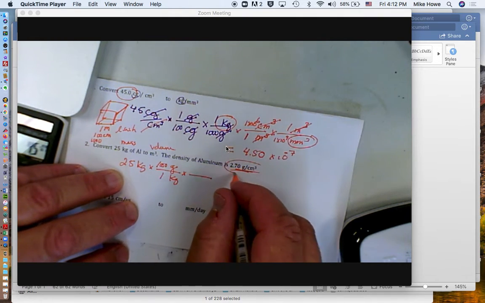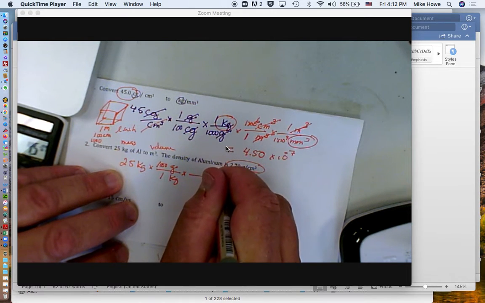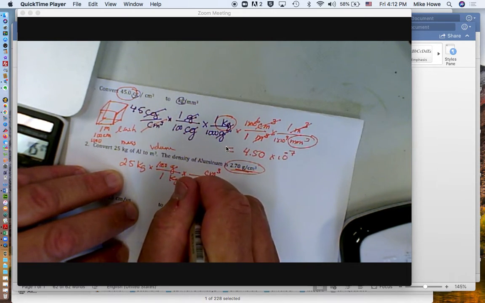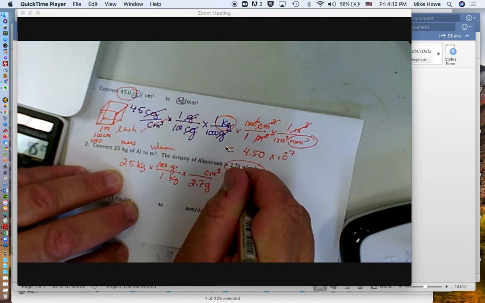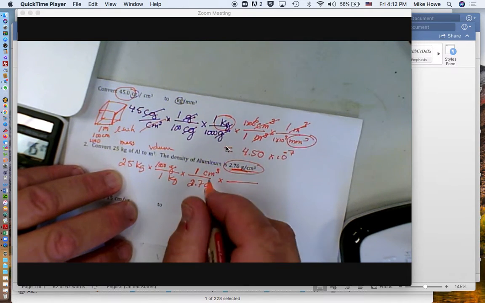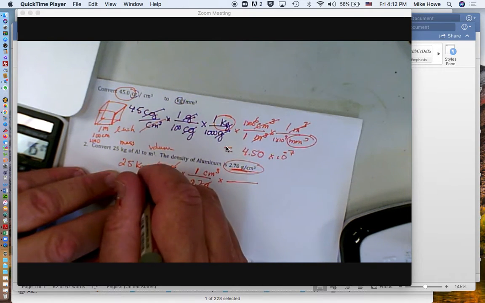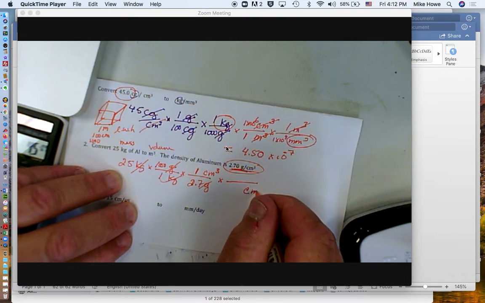Okay, now we're going to use this relationship. We're going to put grams here and cubic centimeters here. So 1 gram, no it's not, it's 2.7 grams. That's what it says, isn't it? 2.7 grams is 1 cubic centimeter. Okay, now we have grams gone. Kilograms were gone. So we want to get rid of cubic centimeters, and we're trying to change to cubic meters.